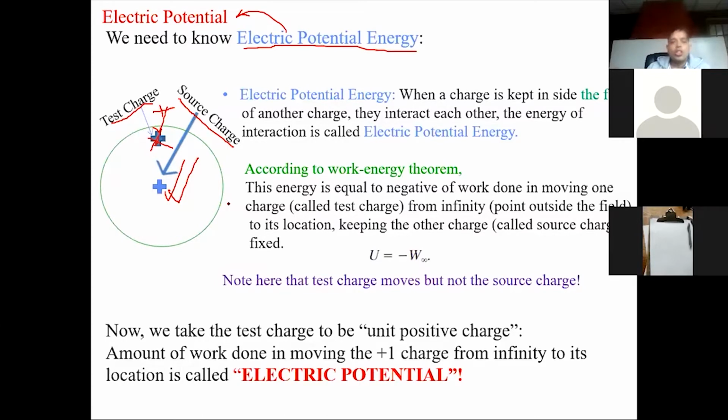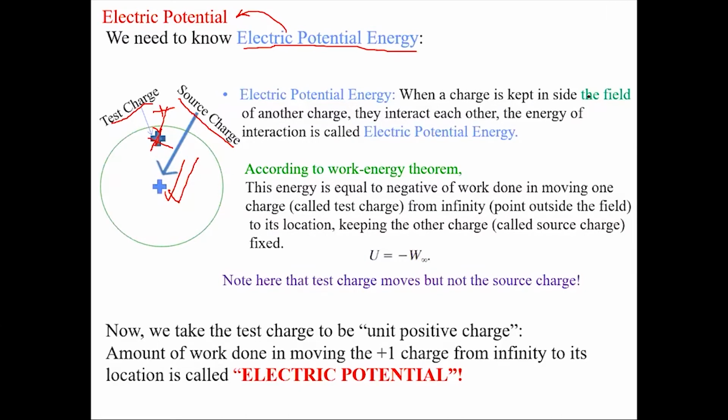Suppose these two charges are inside, and they are interacting. Then what is the energy of interaction between them? There should be some kind of energy between them. Either they go away or they come closer. In this case, they go away from each other. So what is the energy of interaction? That energy of interaction is called electric potential energy.